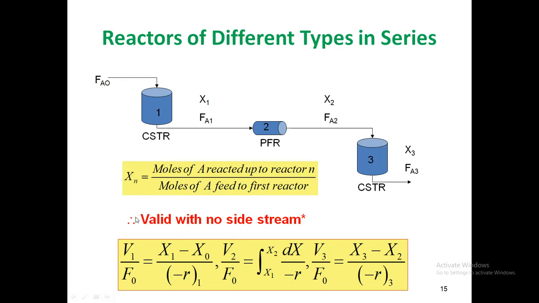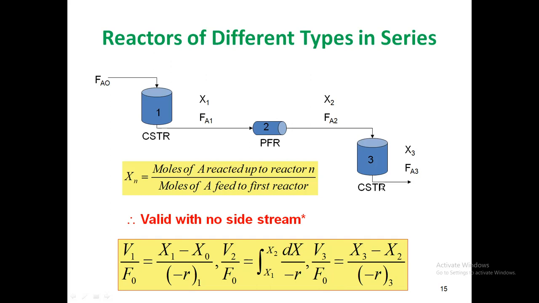Now, if you're going to write the performance equations for each of these, as long as there are no side streams, meaning there's no other additional feed here, the feed in the PFR is just coming from the discharge of the CSTR. And same thing with this third reactor, having the feed from the discharge of the PFR. So no side stream, it's only processing the discharge of the previous reactor. This would be your individual performance equation for each.